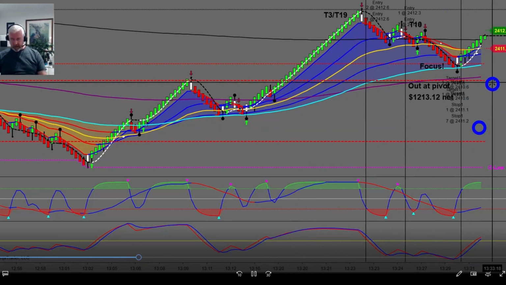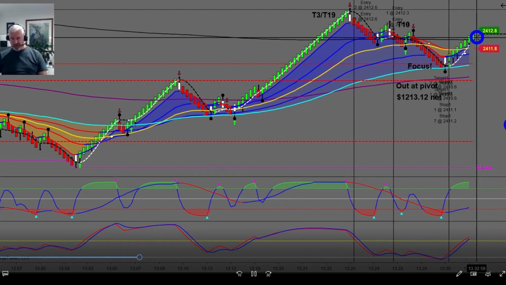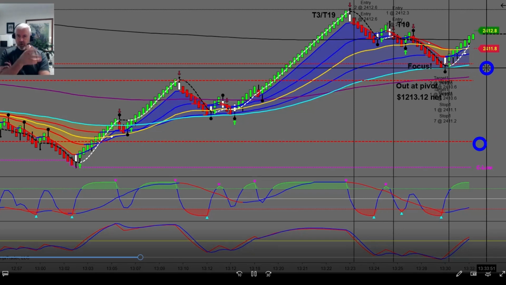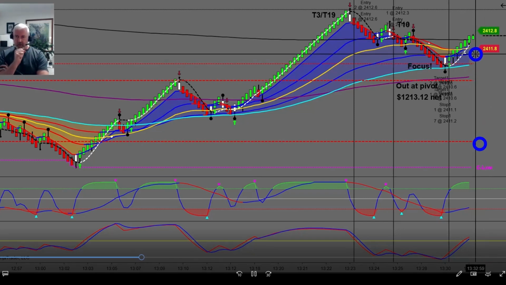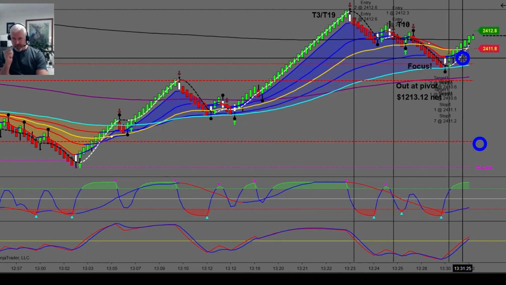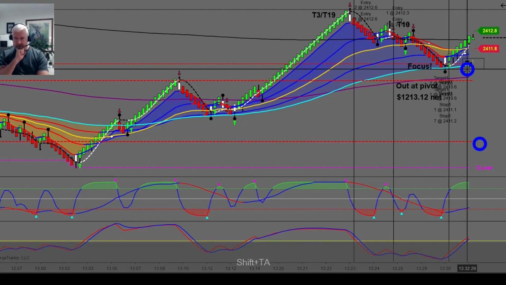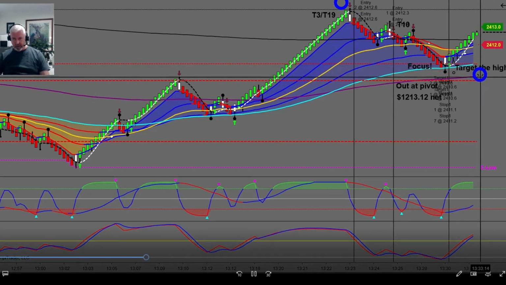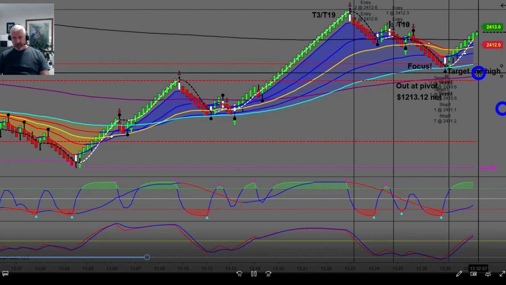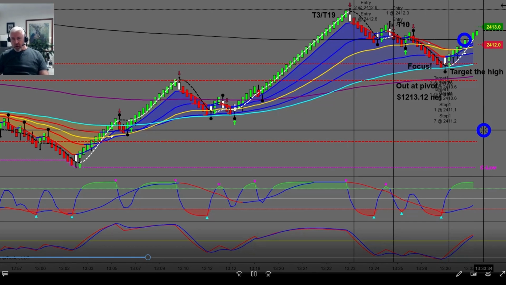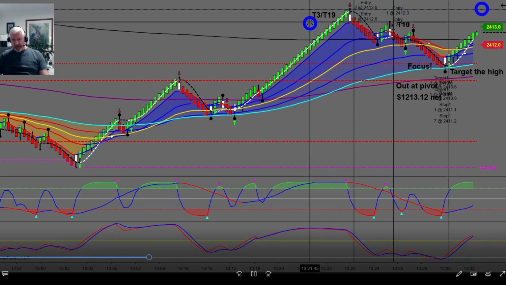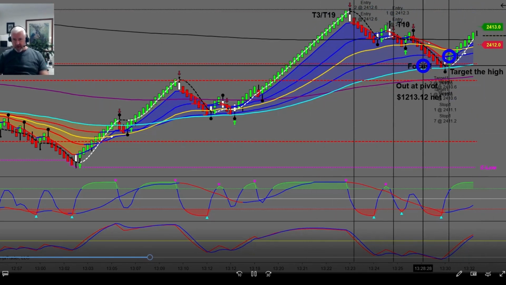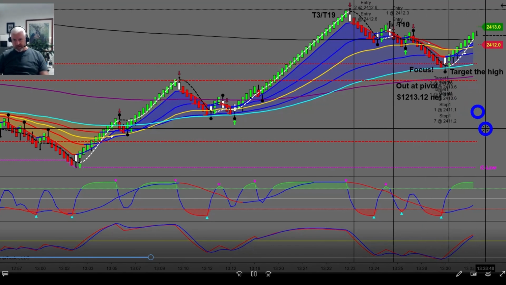So if I was in this trade, this would have made the target I was actually targeting. Now I can't pull my chart down here because this is a recording, but just up above was, if I remember correctly, a pivot, and I'll probably show you that in a moment. Target the high. Well, I'm talking about this high just here.